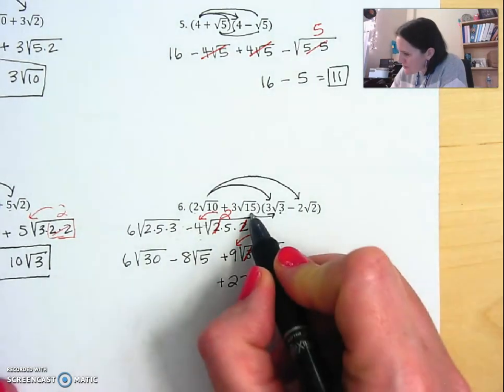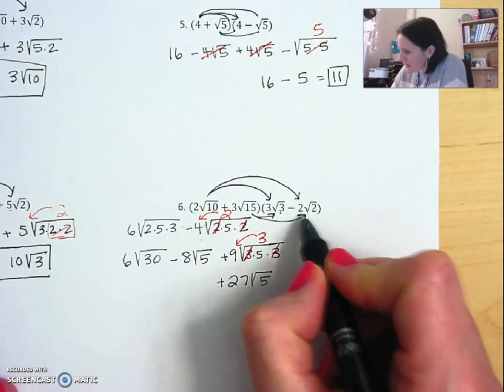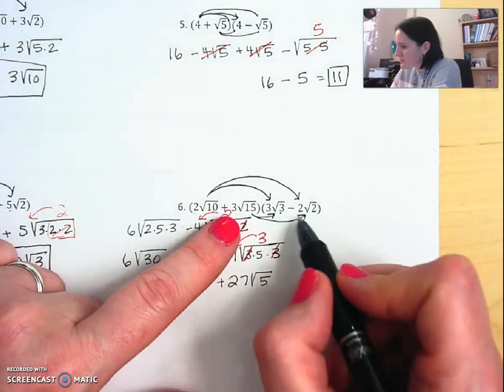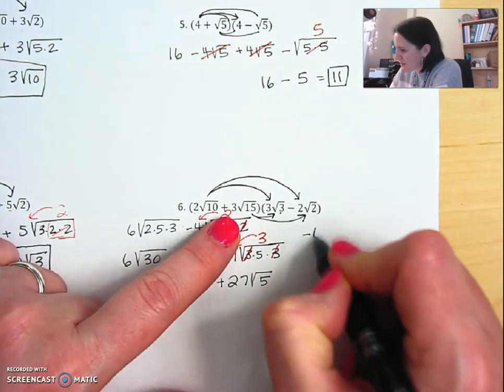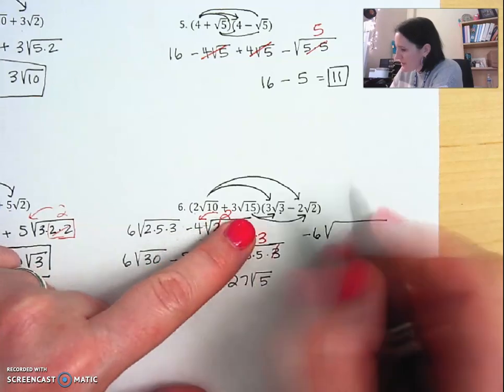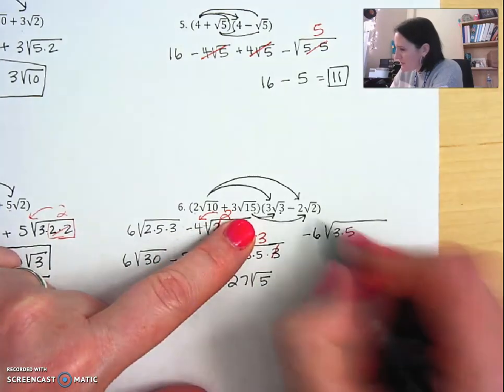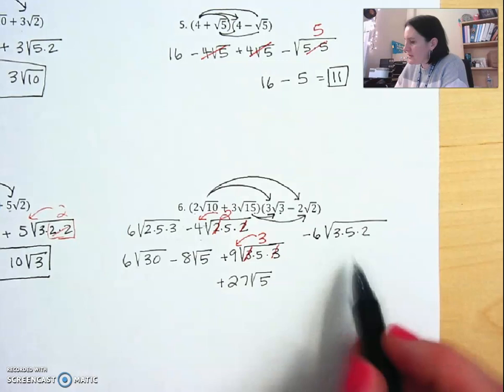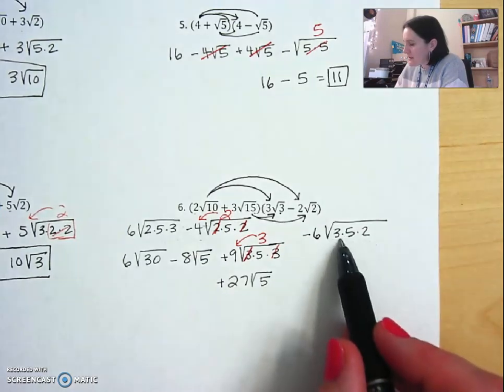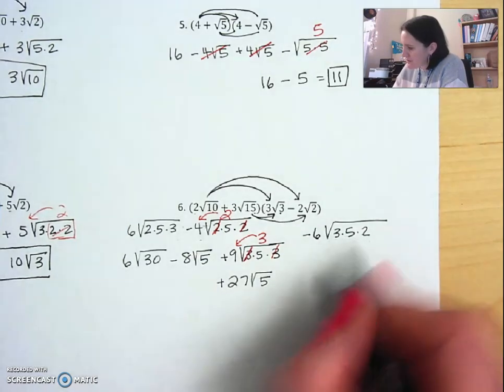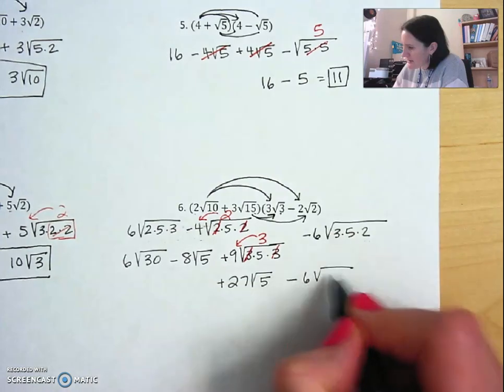And now do 3 square roots of 15 times negative 2 square roots of 2. So that's positive 3 times negative 2 is negative 6. And 15 is 3 times 5 times that 2. There's no pairs, so nothing cancels, so multiply it all back together.